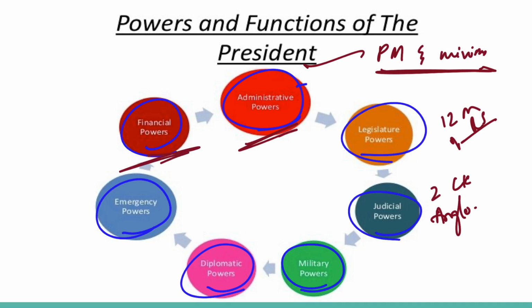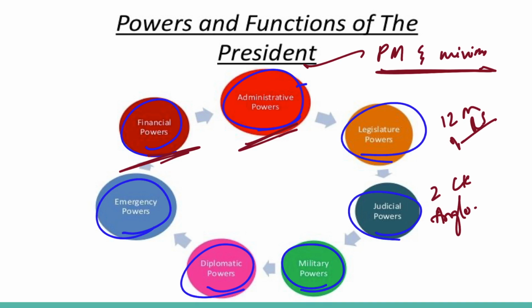Financial powers of a President. The financial powers and functions of the President are: money bills should be introduced in the Parliament only with the prior permission of the President. Demand for any grant cannot be made except on his recommendations. President can make any advances out of the Contingency Fund of India to meet any unforeseen expenditure.